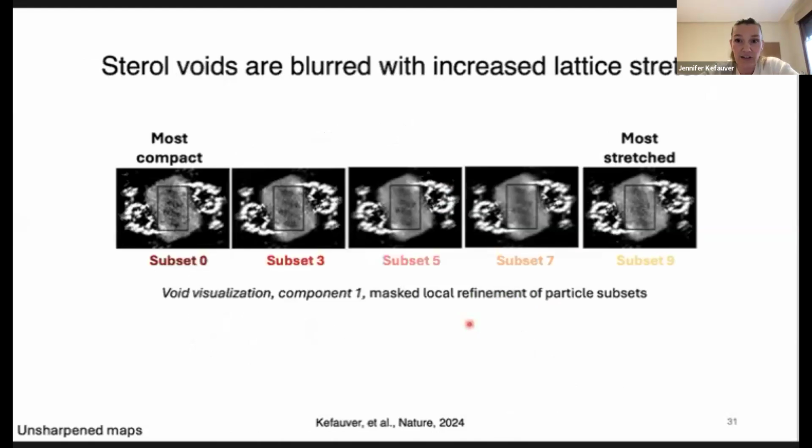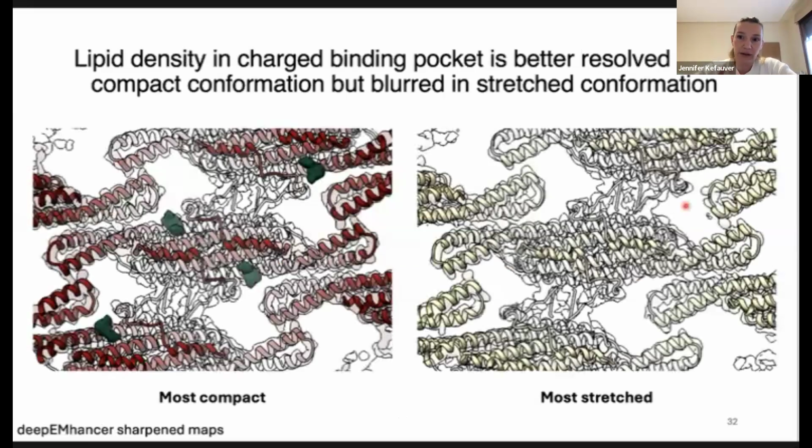So to dive deeper into what's going on here, I extracted 10 particle subsets along this axis of variability from most compact to most stretched, and then independently refined 10 structures to high resolution. So we're looking at 5 of them here. I chose the slice in which we could see most clearly the void pattern so that I could see what was happening with the sterols. And what you can see is that in the most compact structure, the void pattern is very clear, but as you increase stretch, those voids begin to blur, suggesting that the sterol molecules are more mobile when the isosome lattice is stretched. Next, I looked in the lipid binding pocket.